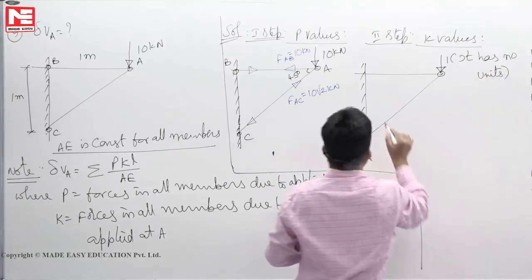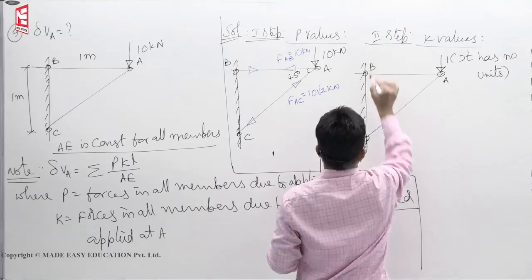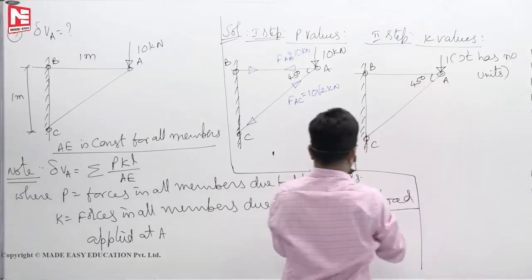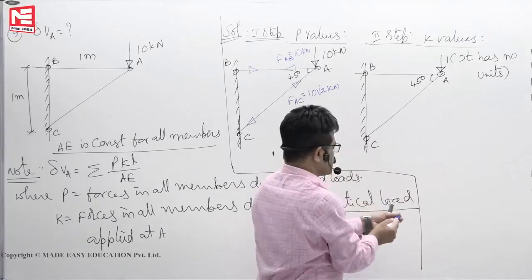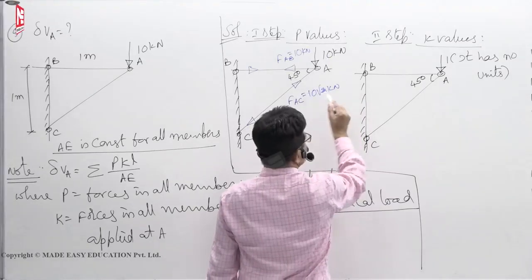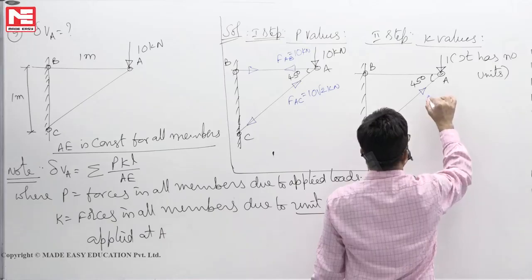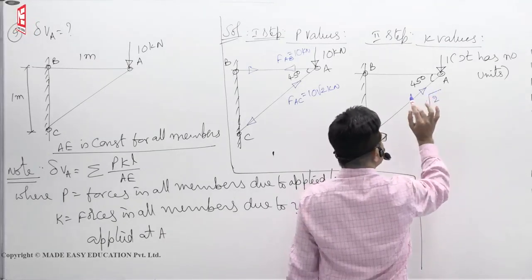This point you take say A, B and C. This angle of inclination is 45 degrees. Now again we don't have to strain ourselves to find what the forces are. Linear interpolation: if you apply 10, it is 10 root 2. If you apply 1, it is 1 root 2. So this value is root 2. No units, simply root 2, that's all.